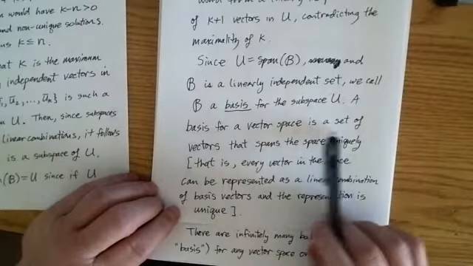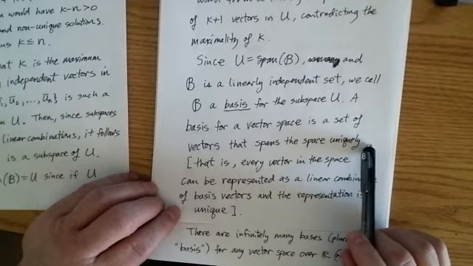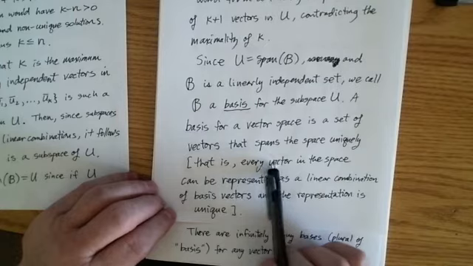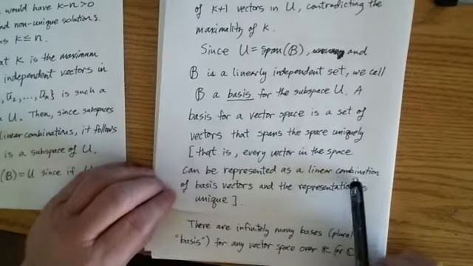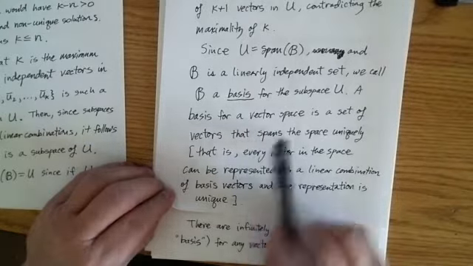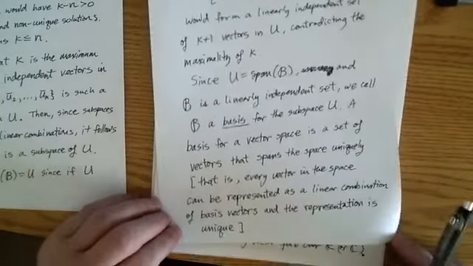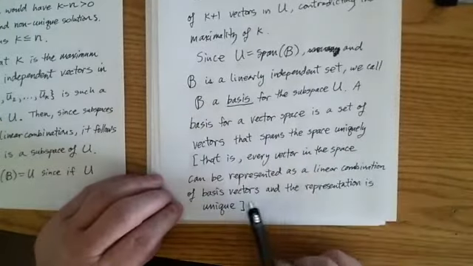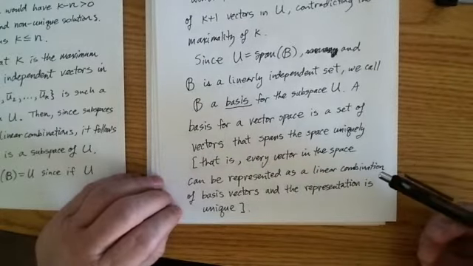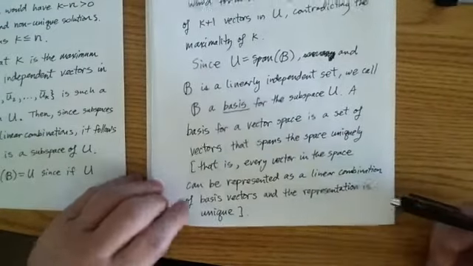A basis for a vector space is a set of vectors that spans the space uniquely. What does that mean? Span the space uniquely. That is, every vector in the space can be represented as a linear combination of the basis vectors. So that's what it means. It spans the space, and the representation is unique. So it's got to span the space, but it's got to do it uniquely. So you can't have two different representations as a linear combination of basis vectors for the same vector.